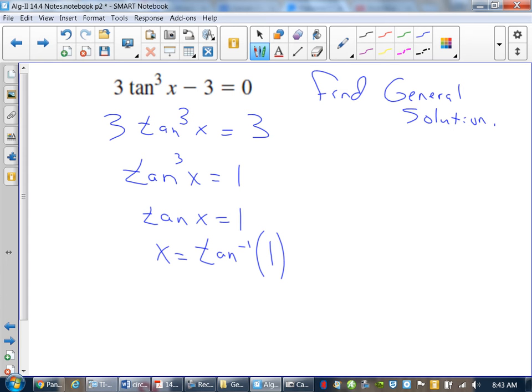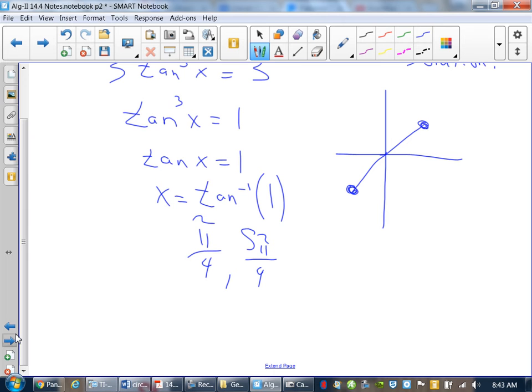45. Good. Now, we know that at 45 degrees, tangent's 1. We also know that that's pi over 4. Where else is tangent equal to 1? At 5 pi over 4. So when we're talking about what's called general solution, we want to see, is there something in common every time that I land at a pi over 4 with a coterminal angle? So if I start here, how long does it take me to get back to here?